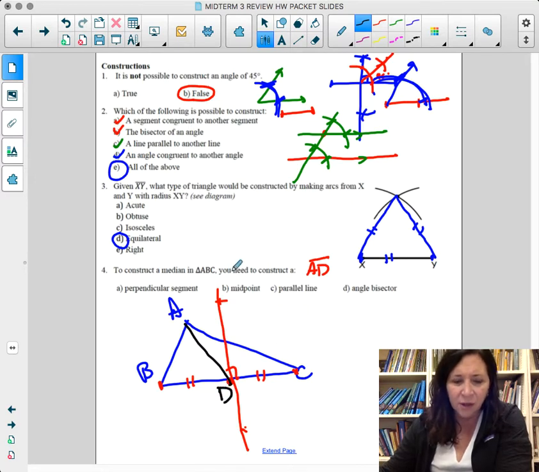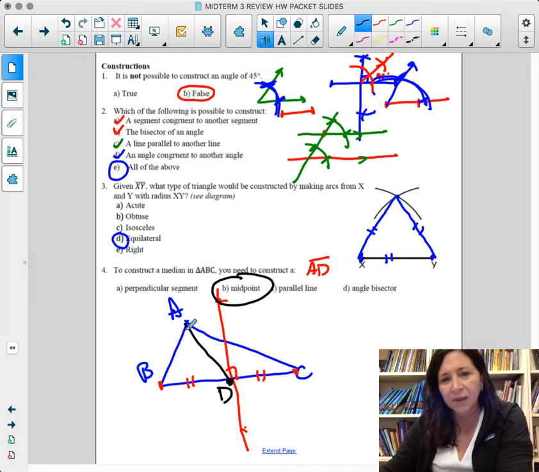So the first thing that you would do for this is create a midpoint. And the reason you would want to create a midpoint again is to connect vertex A with the midpoint right here. So now I have my median, median AD.